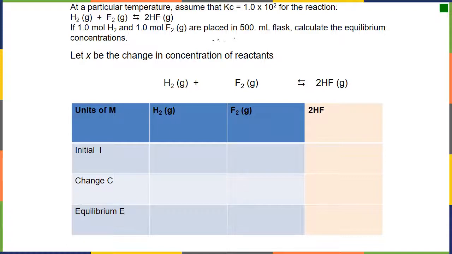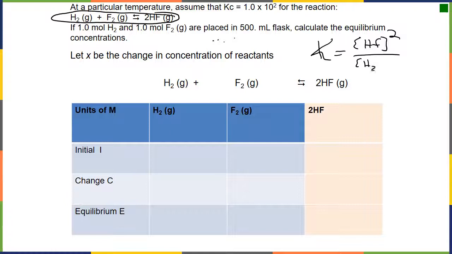So we're going to continue with some other options. Again, we're going to verify that we have a balanced reaction, and we do. We are going to write the expression for K. Our K is going to equal, and we look at these and realize that we have concentrations. So it's going to be the concentration of HF squared divided by the concentration of hydrogen times the concentration of fluorine. This has a numerical value of 1 times 10 squared, or 100.